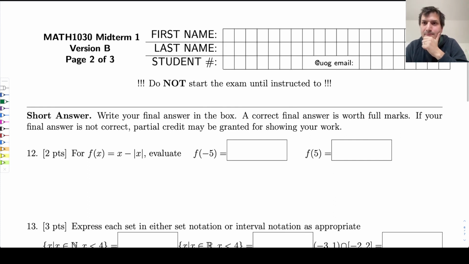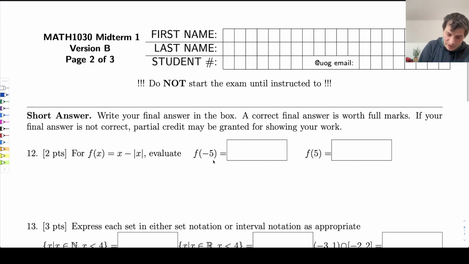Okay. Short answer. The short answer was overall much better done than the multiple choice. So people did better on the short answer than the multiple choice. Maybe the part marks helped you out. Question 1 was really well done. We did this function in class, x minus absolute value of x. Basically, the only thing people screwed up here was misunderstanding what absolute value means, or screwing up a negative sign somewhere.